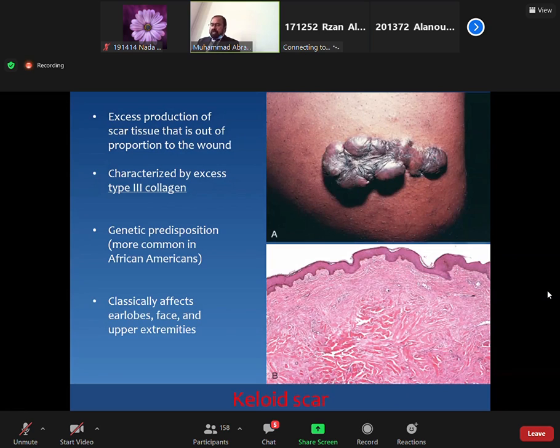The classical site is the earlobes for wearing earrings, especially in females, when they make a hole here, and then this keloid process starts and a full-blown keloid is formed here. Also the face and upper extremities.